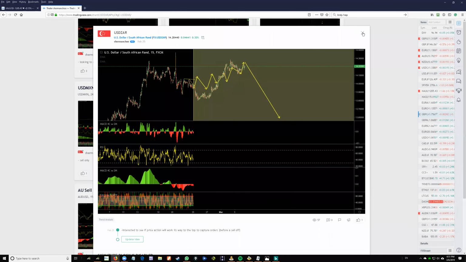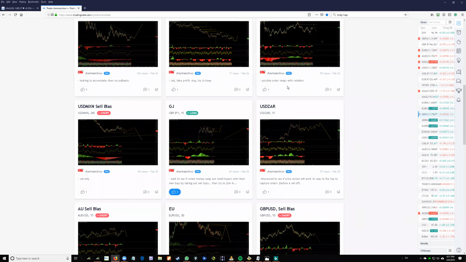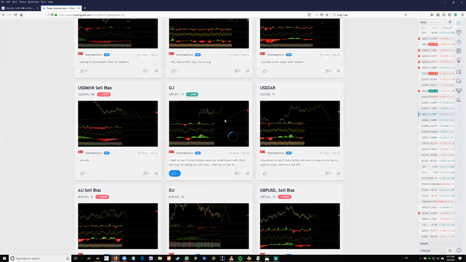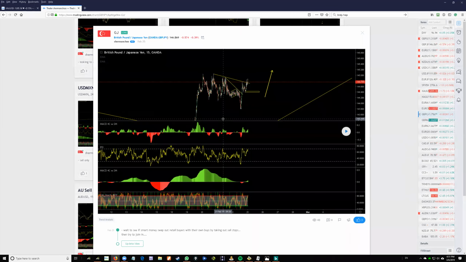So it really worked for Aussie dollar. It worked for Euro dollar. Let's see whether we can get this going as well. So let's look at pound yen. So pound yen, this is another stop hunt. I mean, if you look at that, you see it went up.